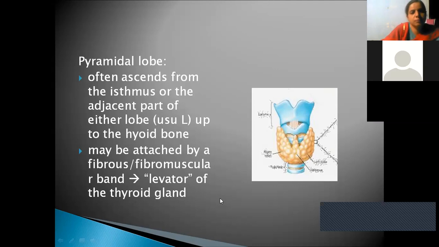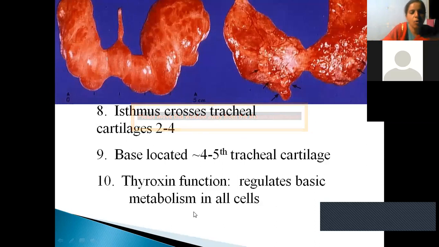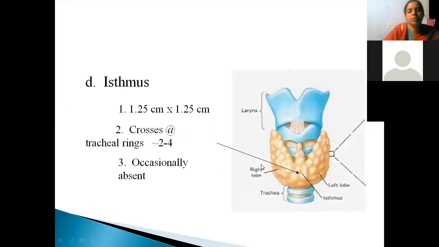Now see, this is the right lobe, left lobe, isthmus, and then this is the pyramidal lobe. The isthmus is crossing the second to fourth tracheal rings. The hormones coming from the thyroid gland are T3 and T4 hormones. When you take the dimensions of the isthmus, it is 1.25 centimeters in length and 1.25 centimeters in width. In front of the second, third, and fourth tracheal rings, we have the isthmus.